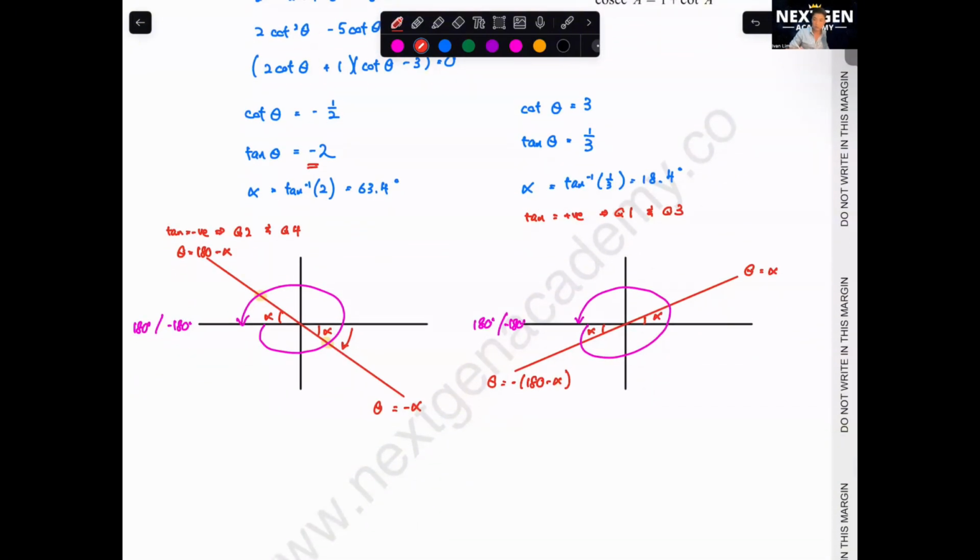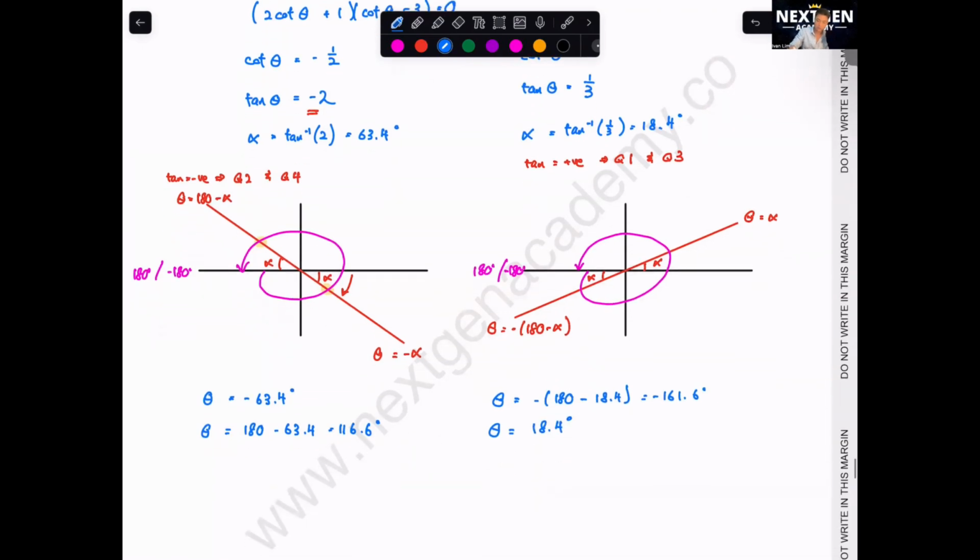Okay, can we find our final answers from here? We got 4 answers. Theta is equals to negative alpha, negative 63.4 degrees. The second one, 180 minus 63.4 degrees, which is 116.6 degrees. For this one, the negative one, 180 minus 18.4, we should get negative 161.6 degrees. Then theta is equal to alpha. Alpha is 18.4 degrees. So you got 4 answers here.